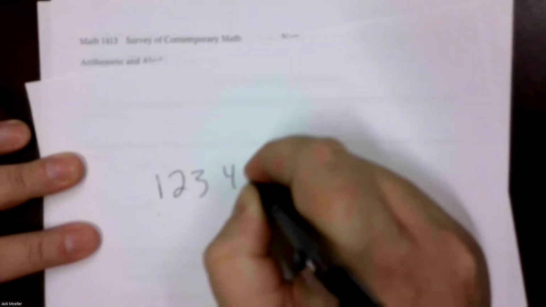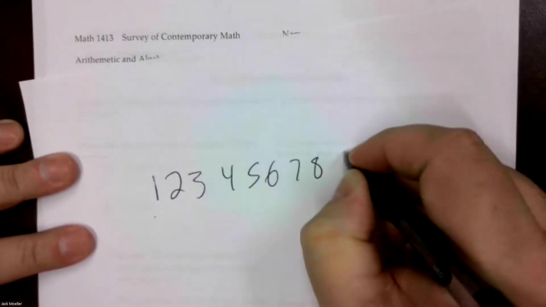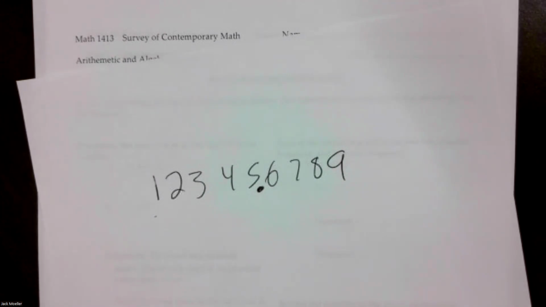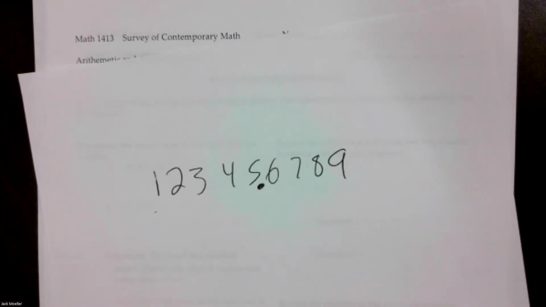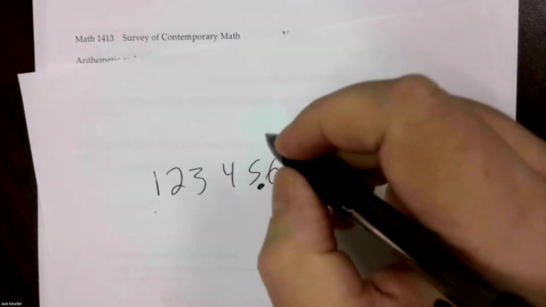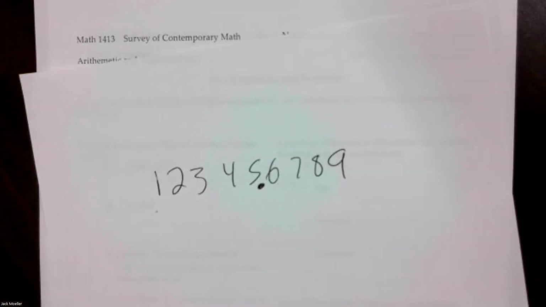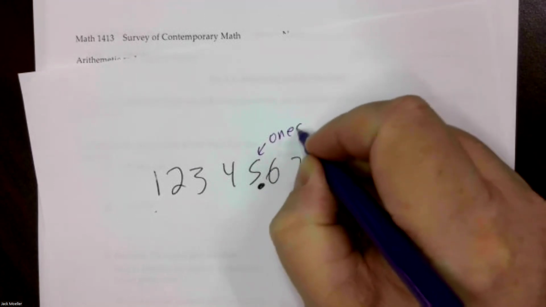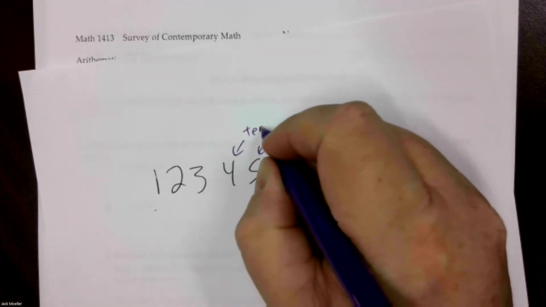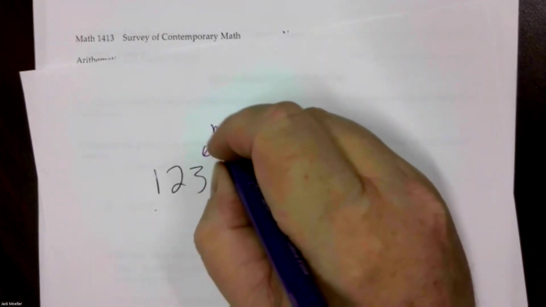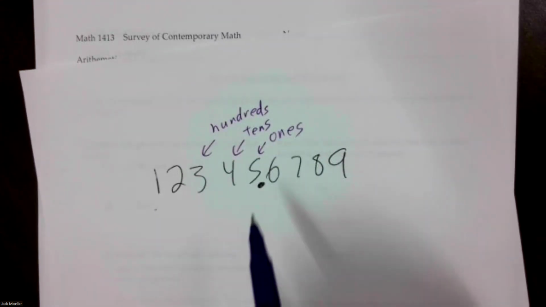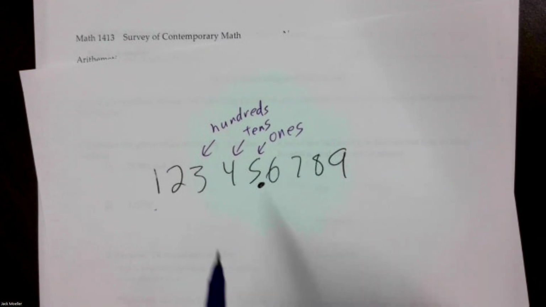I'm just going to throw up a very basic number here, and I'll put the decimal between 5 and 6. When you're naming your place value, whole number place value tends to work fine. It's the decimal place value that a lot of times gets off. For whole numbers, we start to the left of the decimal place. That's the ones, and then the tens, and then the hundreds, and so on.